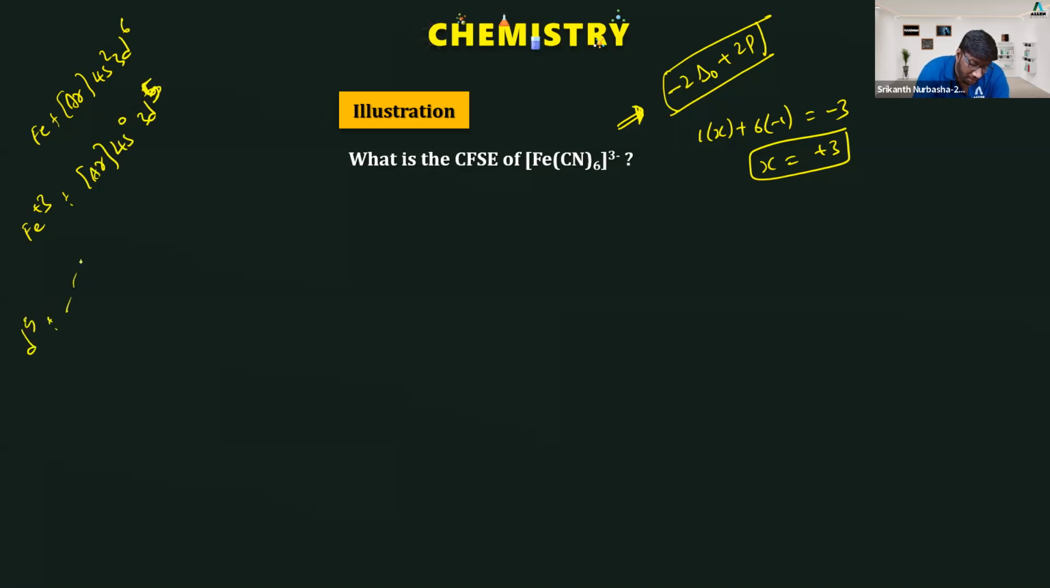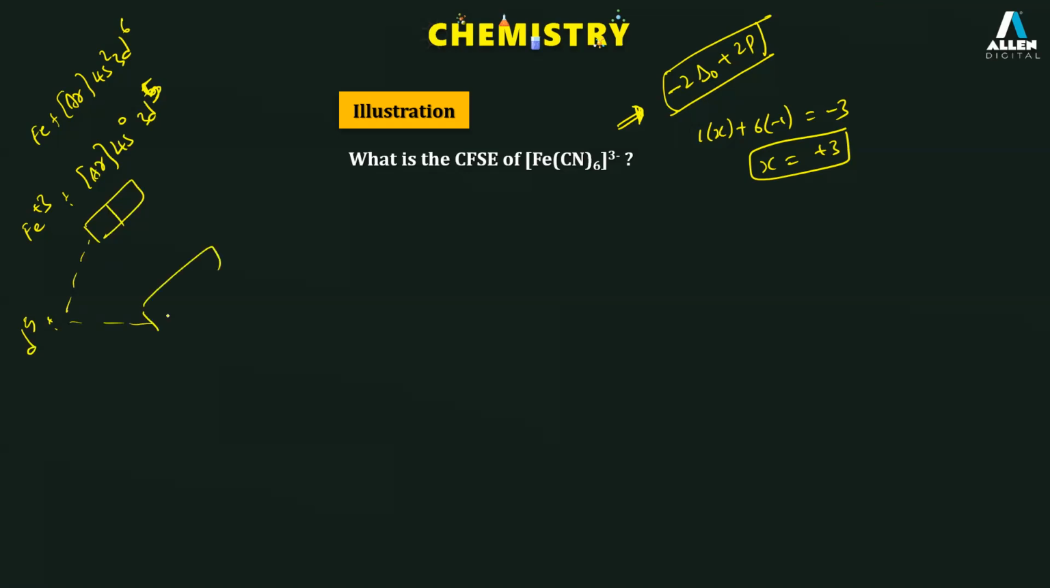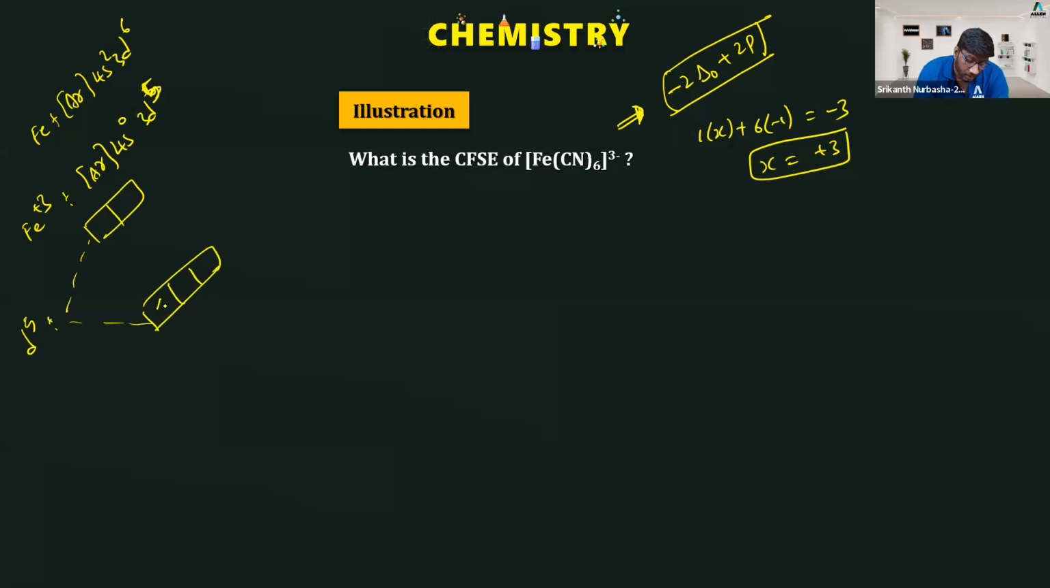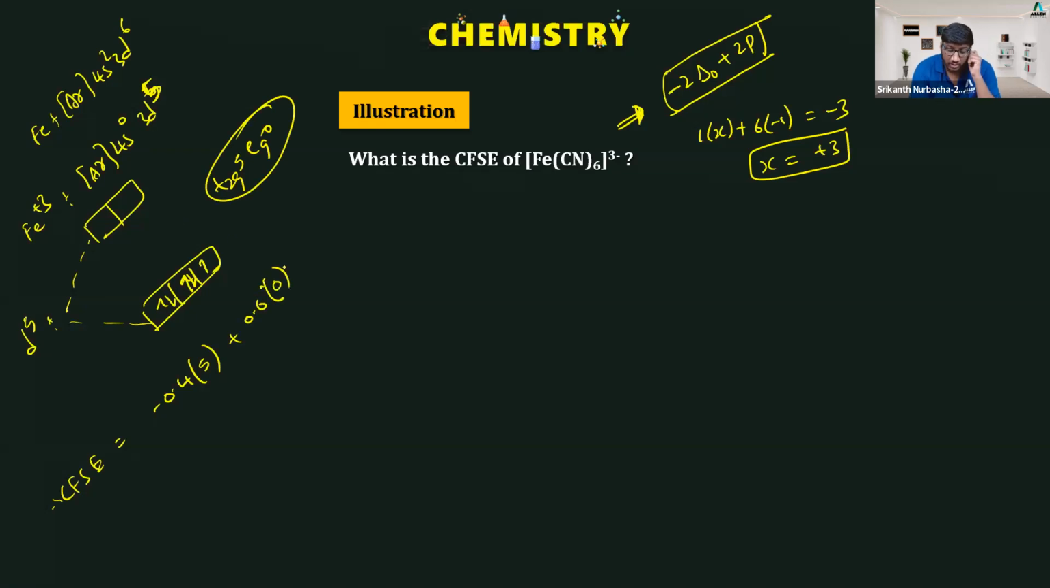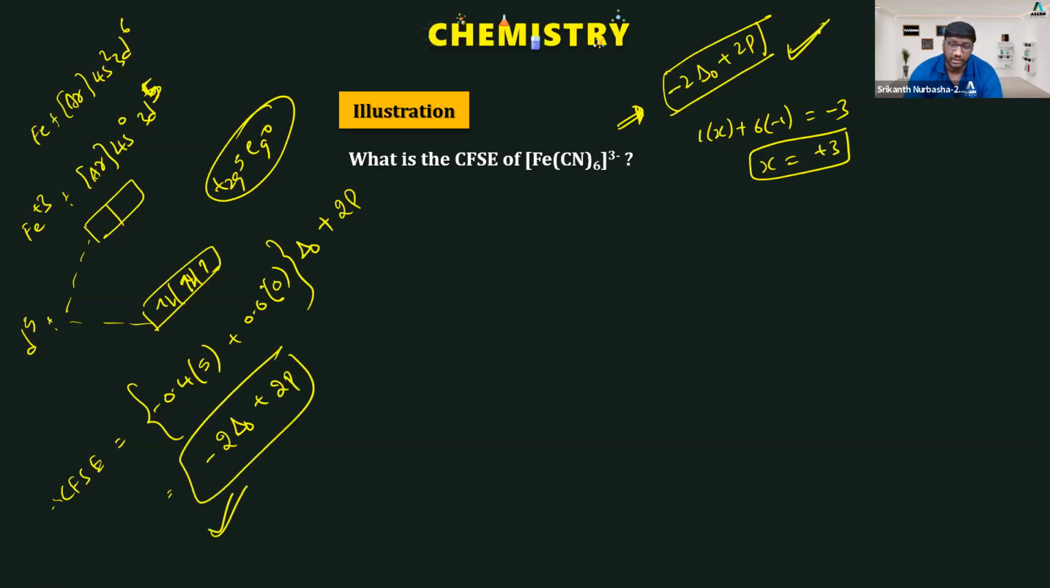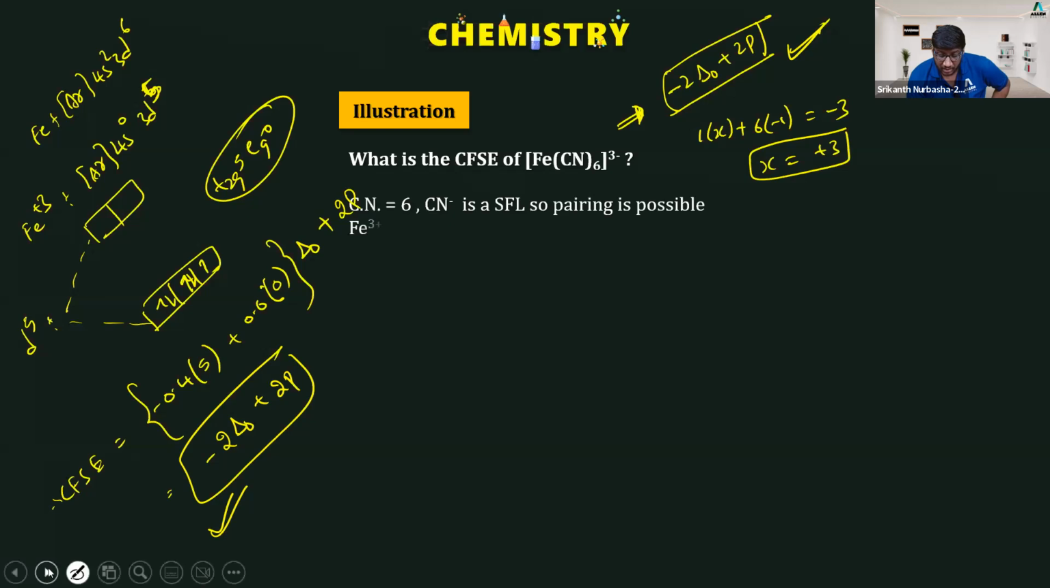And cyanide is a strong field ligand or weak field ligand? Strong field ligand. Very good. In d5, the 4th and 5th electrons are going to be paired up. So CFSE is minus 0.4 into the number of electrons in t2g, which is 5, because the electronic configuration is t2g5 eg0, plus 0.6 into the number of electrons in the eg, which is 0, whole multiplied by delta naught, plus the number of electron pairs, 2, so 2p. So minus 2 delta naught plus 2p. This is your right answer. Very good. The CFSE of [Fe(CN)6]3- would be minus 2 delta naught plus 2p.